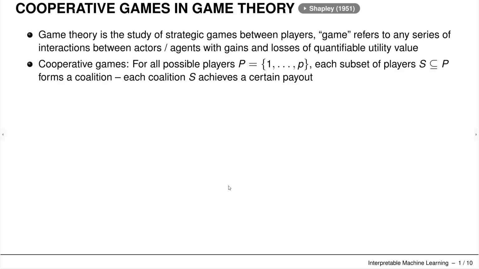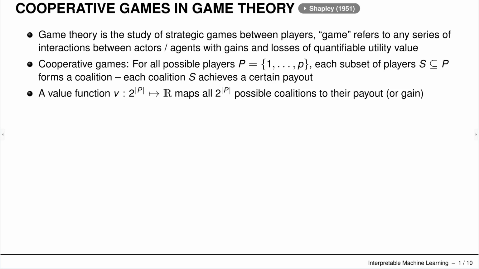And cooperative games mean that for all possible players P, so that's a set capital P, and the players are 1 to p, each subset of players S forms a coalition, and each coalition achieves a certain payout. So the players in S play together and get a payout in the end. And the value function is now a function that maps from all possible coalitions, so that's 2 to the power of the size of P, the number of all possible players, to a real-valued payout or gain, but we'll just call it payout.